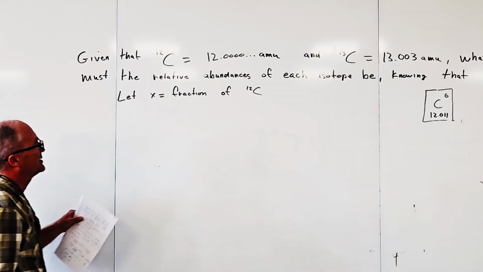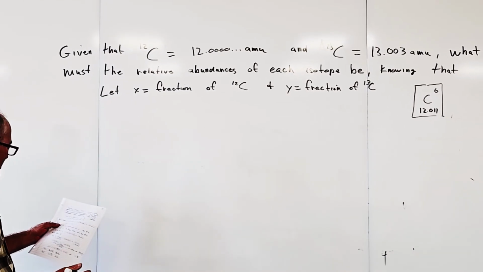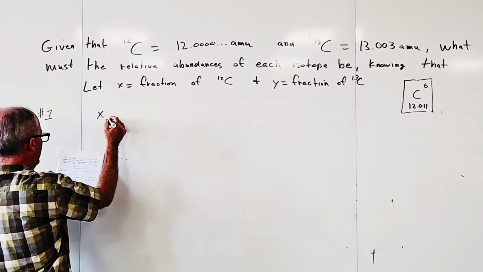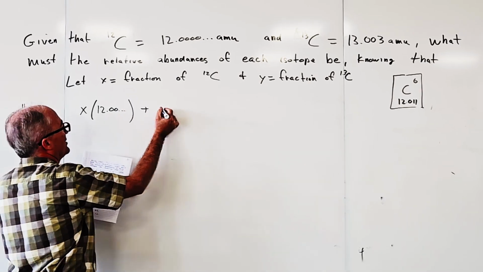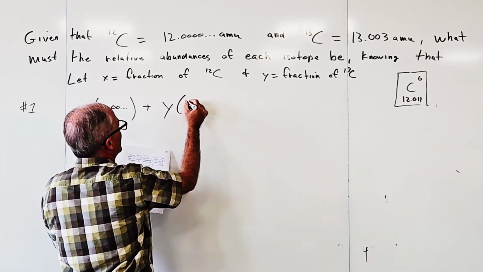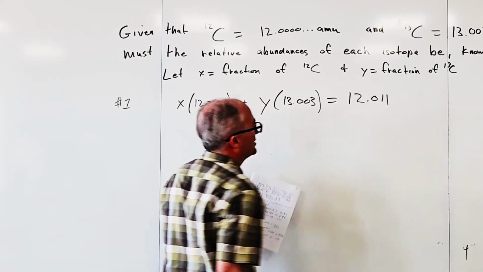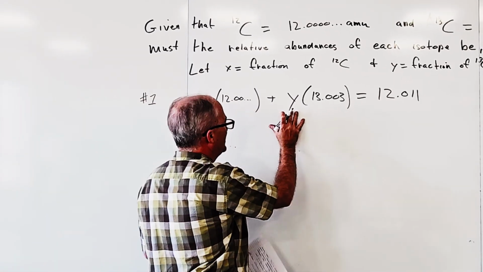We're going to let X equal the fraction of carbon 12. And so then we can write something like we just saw earlier, where I'm going to have the fraction times 12 AMUs exactly, summed with the fraction of carbon 13 and the mass of carbon 13. And this equals the atomic weight, or the weighted average. So some percentage here, some percentage there.